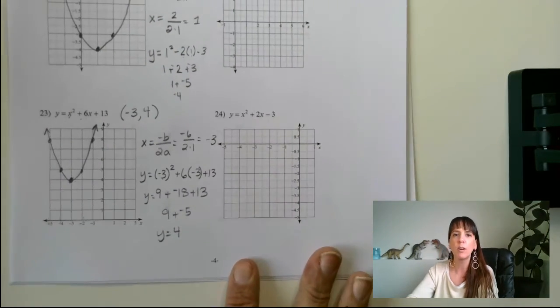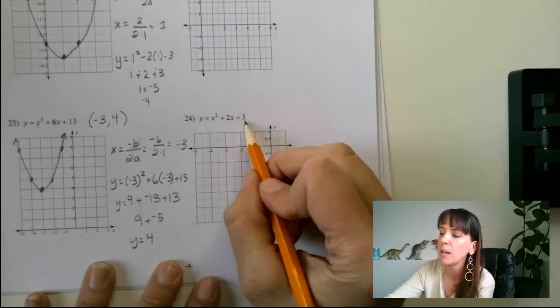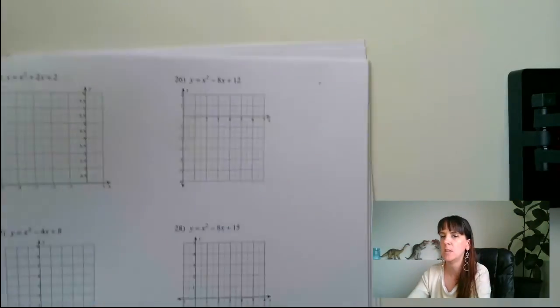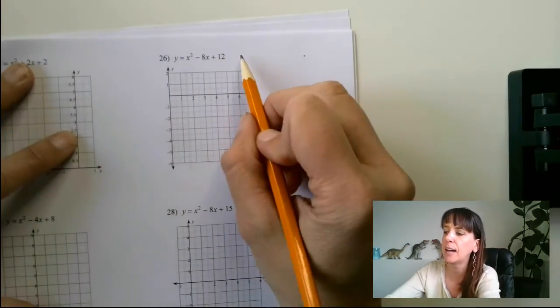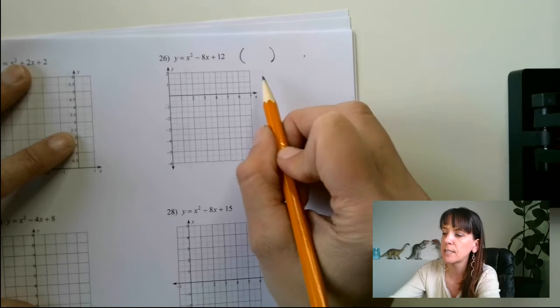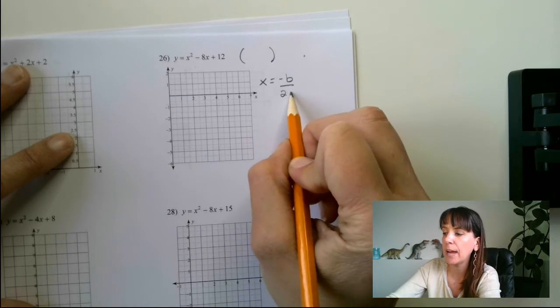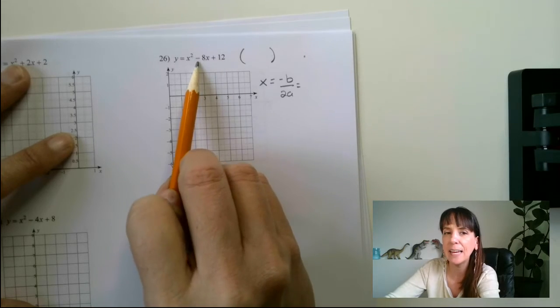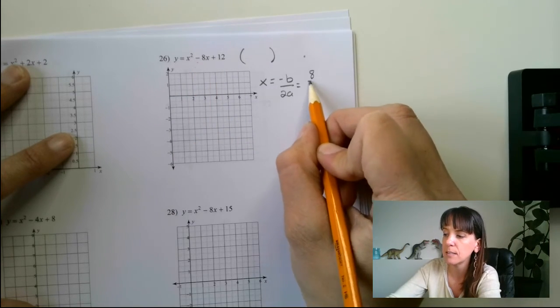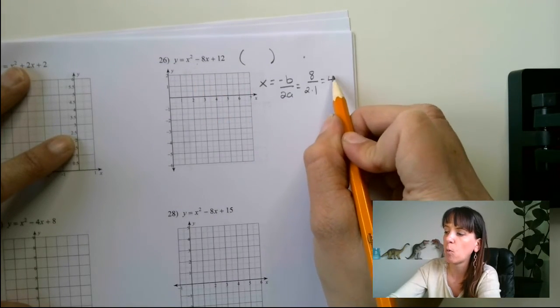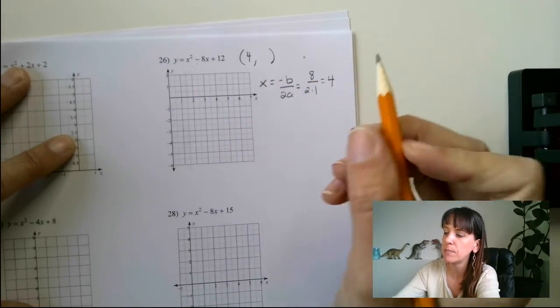Okay, so again, let's find our vertex on this guy. Let's see, yeah, let's do this one. Okay, our vertex is gonna be x equals negative b over 2a. So that's gonna be negative 8, which gives us positive 8, over 2 times 1, which is a. That gives us 4. So we plug in 4.